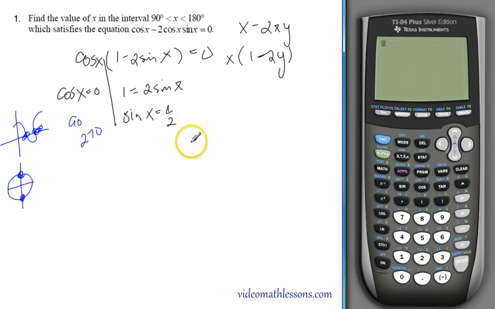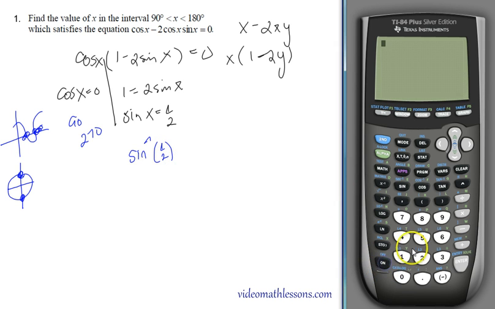Now let's look at this one. Sine x equals a half. I'm going to do second sine of a half, which is inverse sine. This is one of our special triangles. You should know the inverse sine of a half equals 30. I'll show it on the calculator. Second sine a half, and we get 30 degrees, and that's what we said it was.